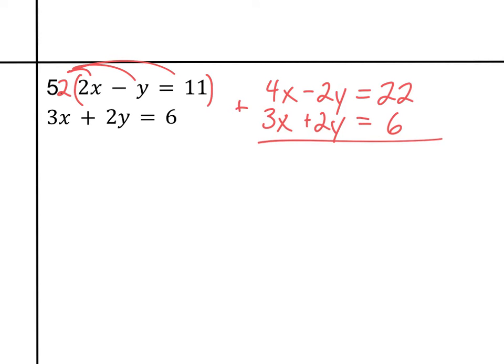So then I just bring over that other equation. Set up my addition problem. My y's are going to cancel, which is exactly what I wanted to happen. So 4x plus 3x is 7x, and 22 plus 6, 28. Now I just got to divide by that 7. And what is 28 divided by 7? 4.